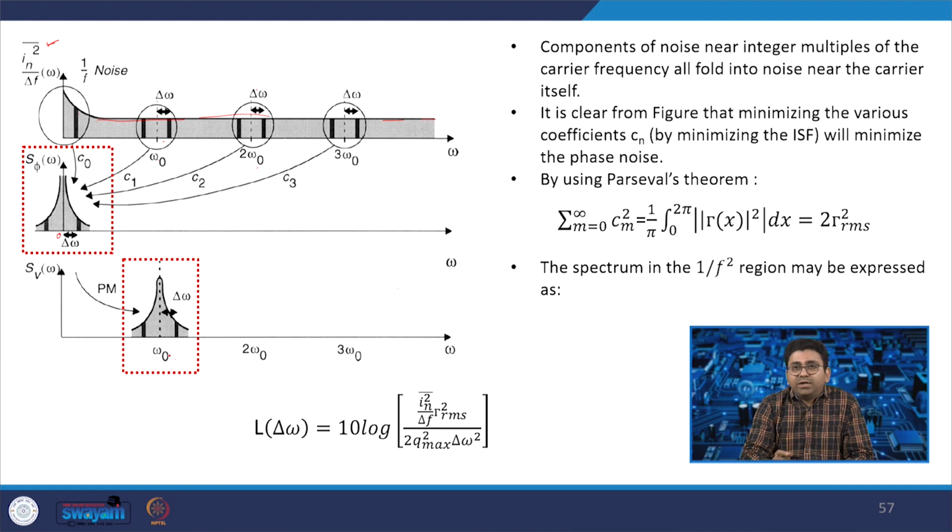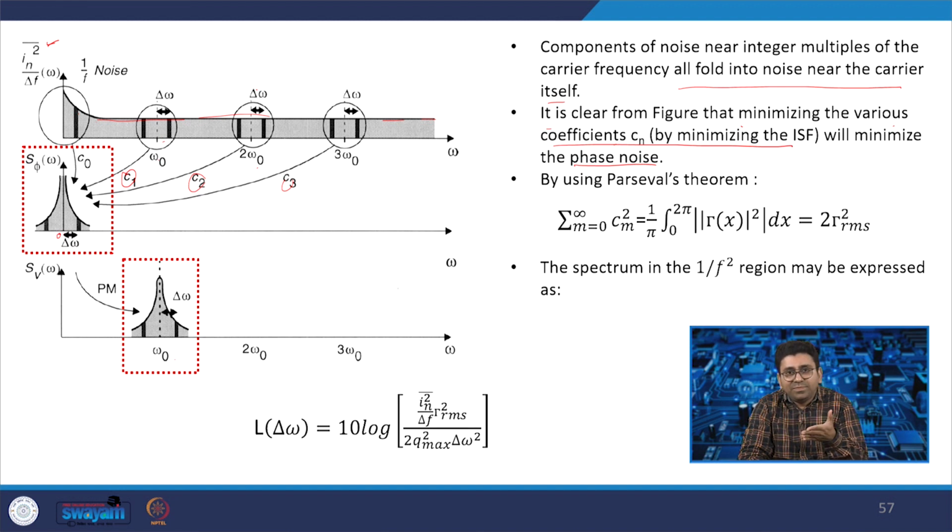So, these components of noise near integer multiples of the carrier frequency all fold into noise near the carrier itself, and it is clear from the figure that we should minimize the various coefficients Cn. So, if we try to minimize C0, C1, C2, C3, we will minimize the phase noise. In the Leeson model, we do not have any concrete proof and concrete method to reduce the phase noise.